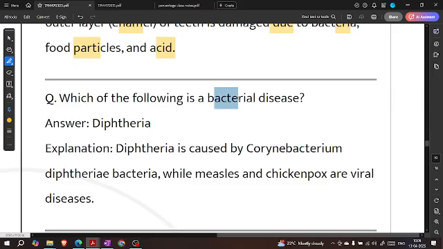Which of the following is a bacterial disease? Diphtheria. Diphtheria is caused by Corynebacterium diphtheriae bacteria, while measles and chickenpox are viral diseases.